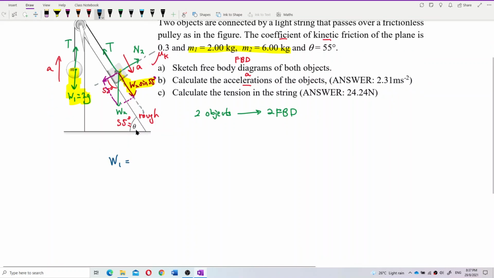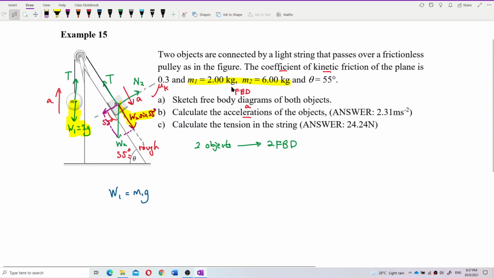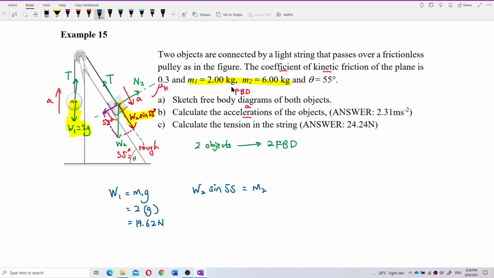Weight 1 is m1g, which is just the 2 kilogram. So it is 2 times gravity. So let's calculate the answer: 2 times 9.81, which is 19.62 Newton. Now how about the W2 sine 55? W2 is actually M2G sine 55.